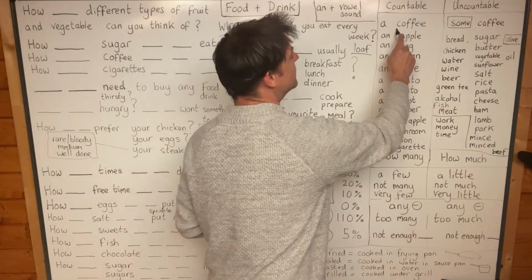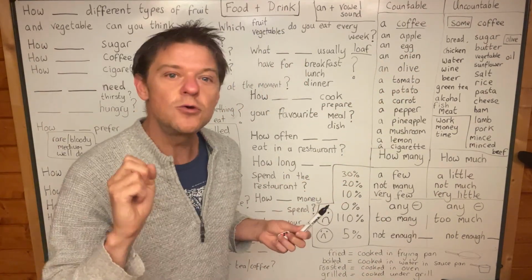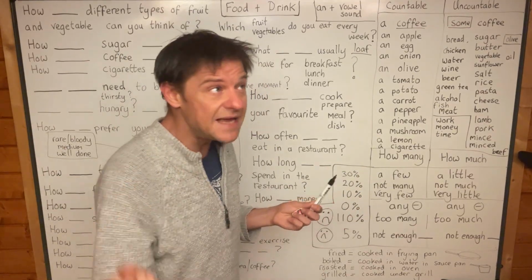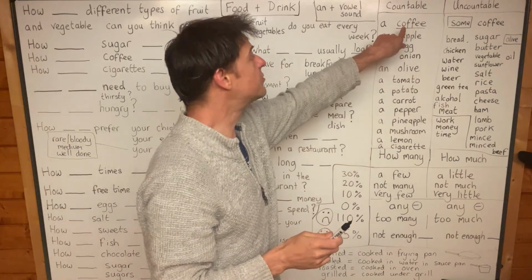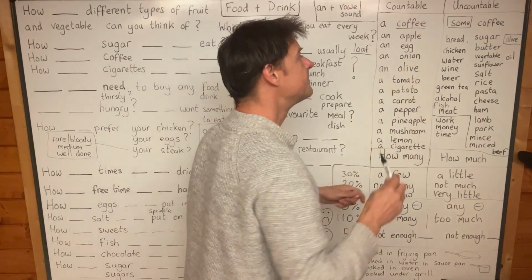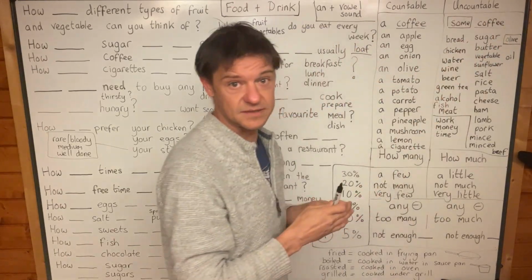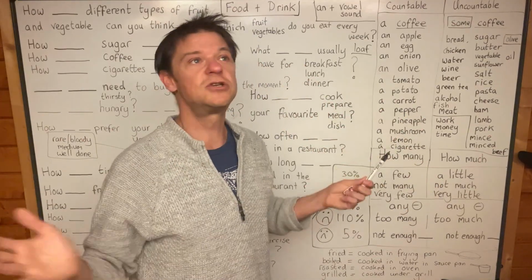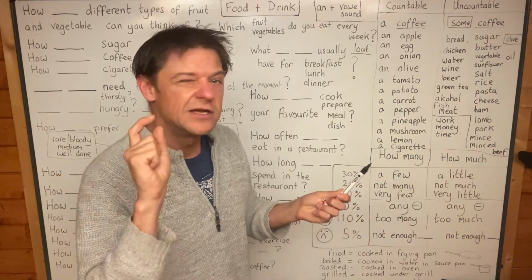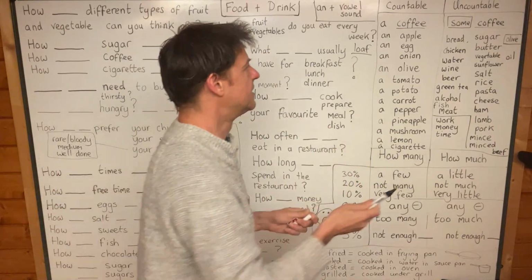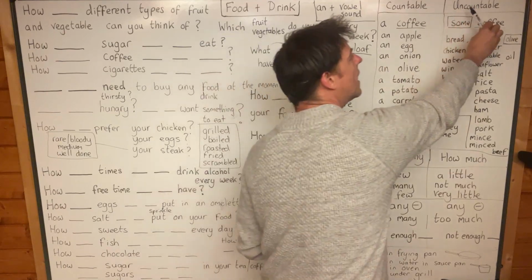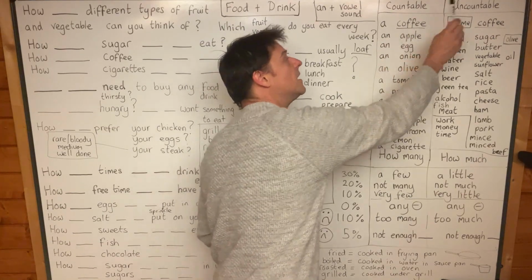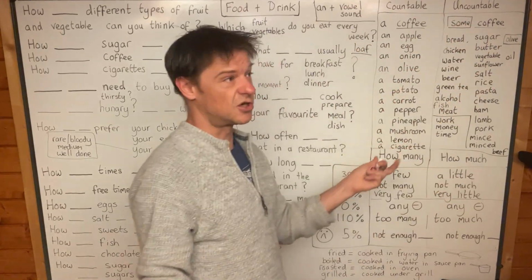And the same with coffee. If you say a coffee, you mean a cup of coffee. If you say two coffees, you mean two cups of coffee. So coffee is sometimes countable and sometimes uncountable. Sometimes uncountable because sometimes you say, I like coffee, and you mean any coffee, all coffee. You don't mean a cup of coffee. So countable coffee is a cup of coffee. Uncountable coffee is coffee. Countable sugar is a spoon of sugar. Uncountable sugar is just sugar.